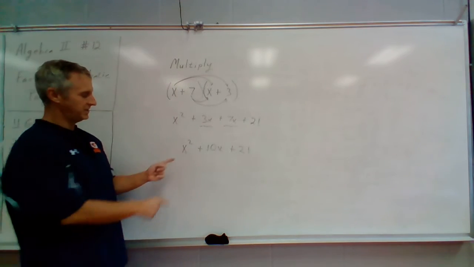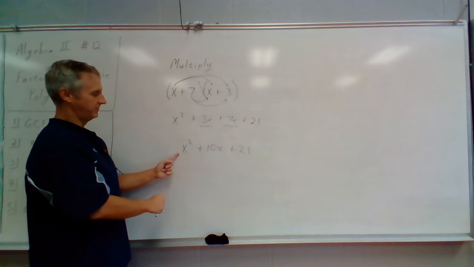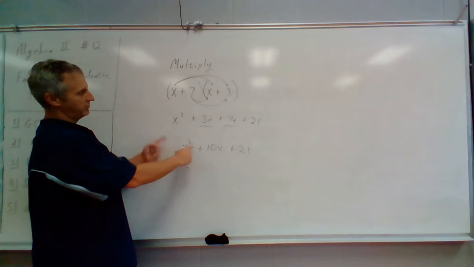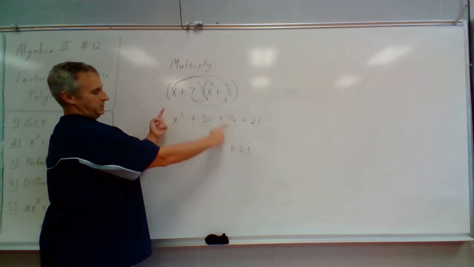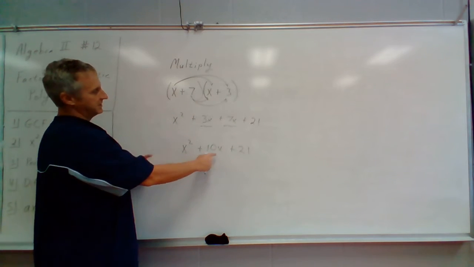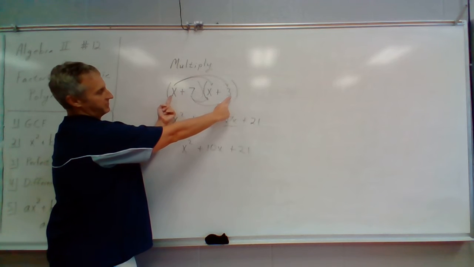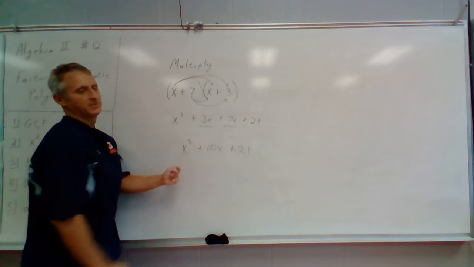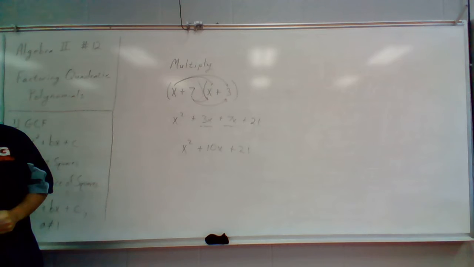So it's really important to understand where each one of these terms comes from. So again, this x squared comes from these two. 21 comes from these two. And the 10x comes from the sum of these two and these two. So you need to really understand that.